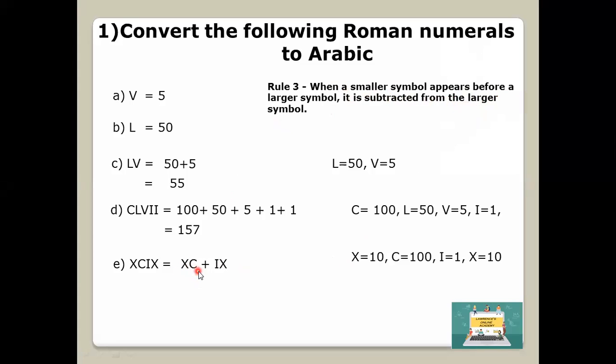So X is smaller than C, so X will be subtracted from C: 100 minus 10. I is smaller than 10, so we'll do the same with IX: 10 minus 1. 100 minus 10 is 90. 10 minus 1 is 9. Equals 99. When solving your questions, you should remember all the rules that we have learned.